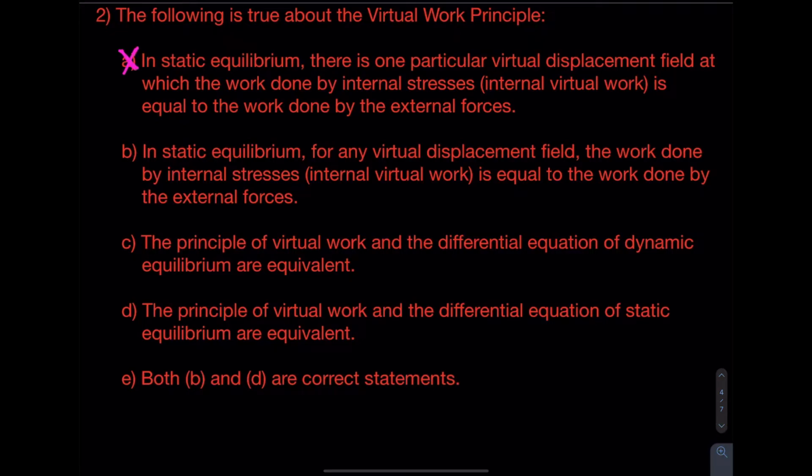This one's not true, and the reason why is it says 1. Now, as we see in the principle of virtual work, it could be any displacement field. It doesn't have to be just one, it could be any. Since this answer limits it to a single particular virtual displacement, we know that this is actually wrong. Now, if we look at part B, it says in static equilibrium, for any virtual displacement field, the work done by the internal stresses is equal to the work done by the external forces. This is exactly true, so we know that B is actually a correct answer.